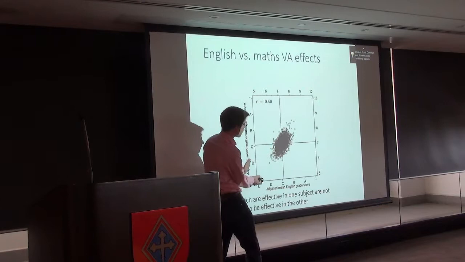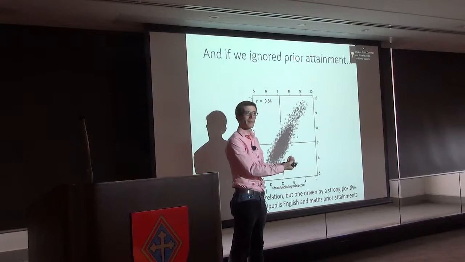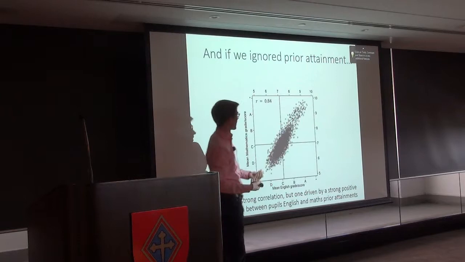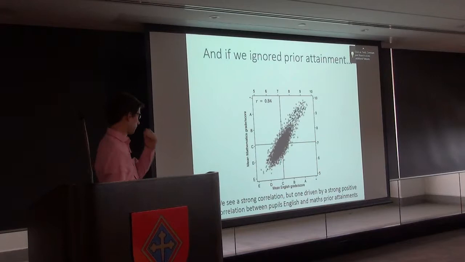Why? Well, there's a common cause. The schools with excellent maths GCSE results tend to have pupils who are doing very well at maths at age 11. They're also doing very well at English at age 11, and therefore get excellent English exam results. So the strong correlation in unadjusted results simply reflects a strong correlation in inputs.